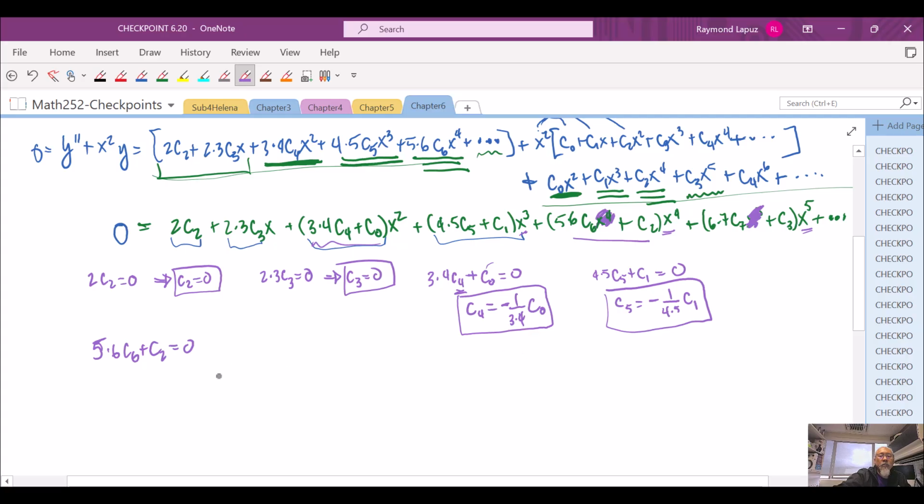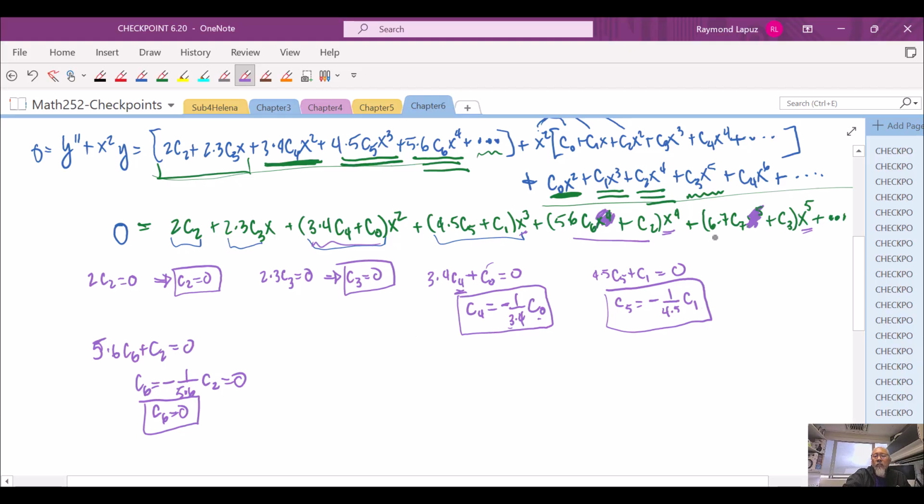And if we do the solving like we did before, we're going to get C sub 6 is equal to negative, and then this is C sub 2, 1 over 5 times 6. So now I can refer back, because I know C sub 0 and C sub 1 are just constants, and I don't know what they are. But C sub 2 and C sub 3 are equal to 0, so this whole thing is equal to 0. So that means C sub 6 is equal to 0. That's great.